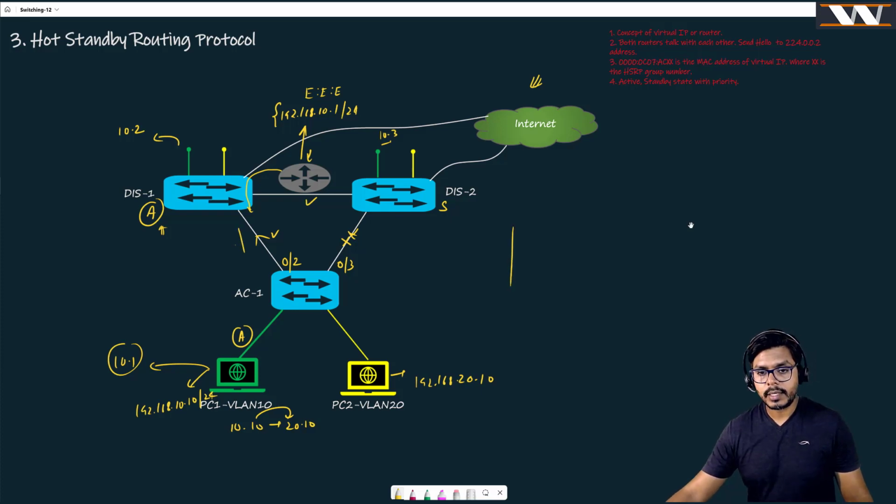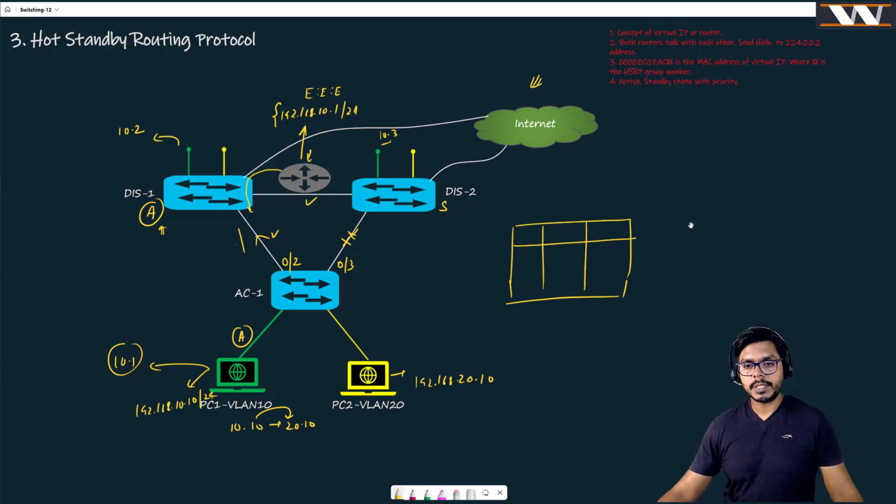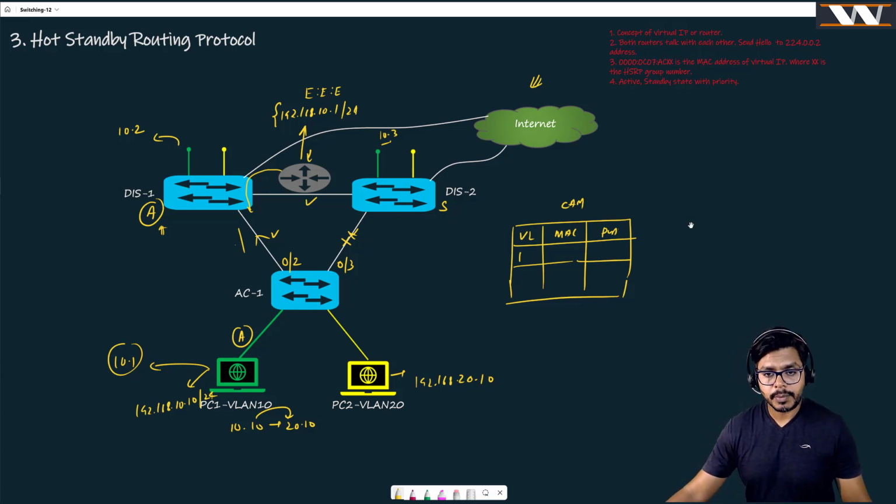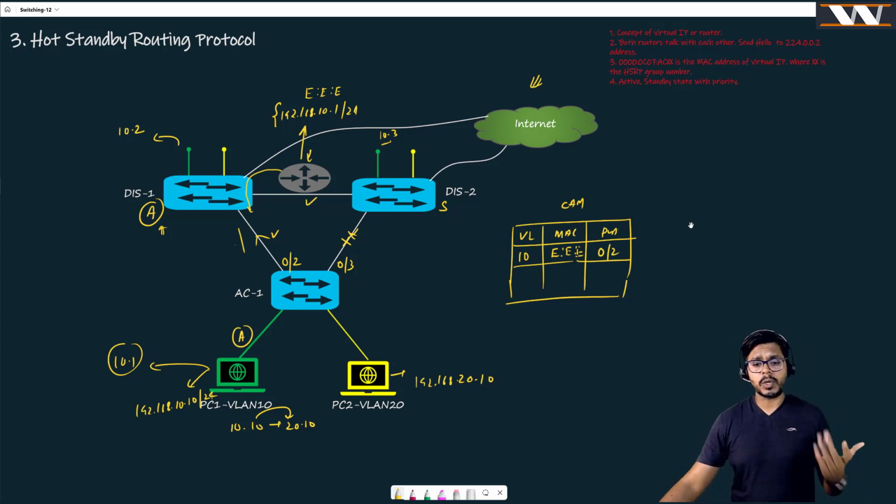And what is being built on this access switch? You all know about it. The switch is building its CAM table on the basis of source MAC address. It is going to contain the VLAN, MAC, and the port. Really interesting. What is going to be the VLAN? Because we are talking about VLAN 10. The MAC is going to be E:E:E. And from which port is it learning? It is learning this address on port 0/2. Everything is fine, no problem at all.